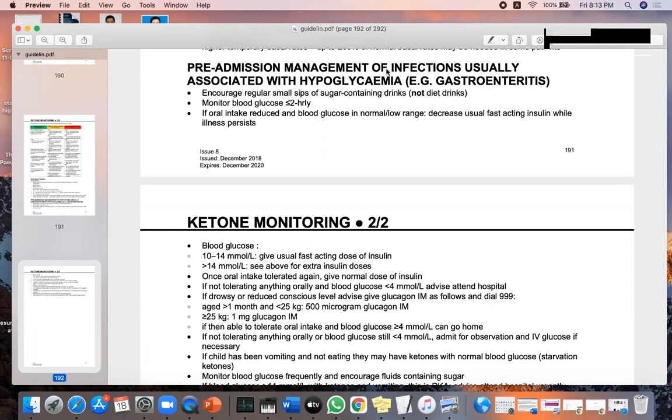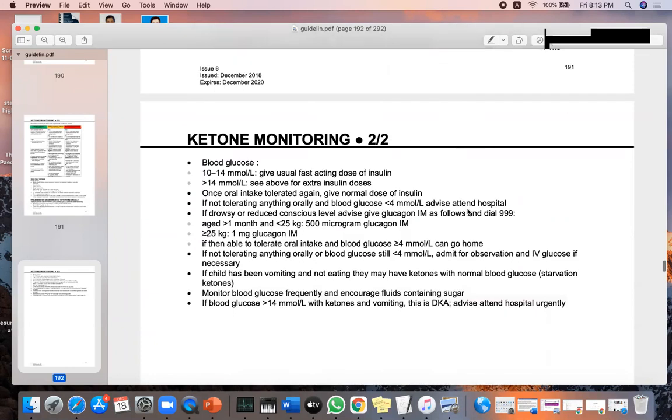Now, if the person is vomiting, blood sugar is rising, but ketone is normal, this is also an indication for admission, because the patient cannot take oral food. You have to give IV fluid. Up to this much, I hope it is clear. If you have any doubt, please ask in the chat.